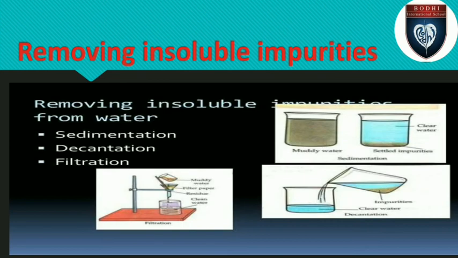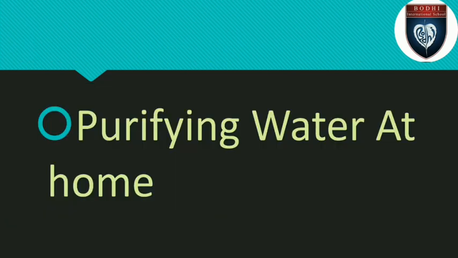Filtration. We can also pass water that contains insoluble impurities through filter paper or a thin cloth to get clean water. This is called filtration. For example, tea is poured into a cup after filtration to get rid of the powder.